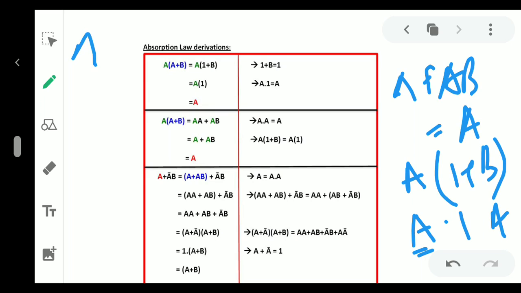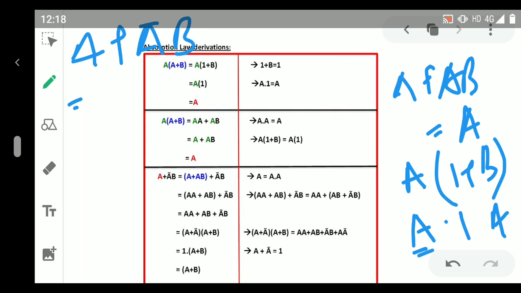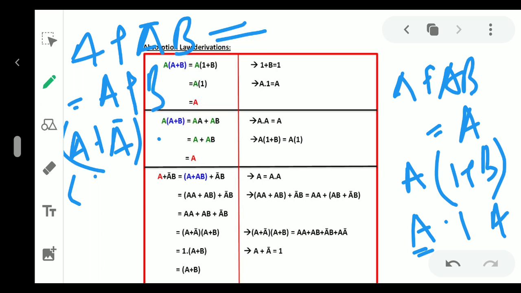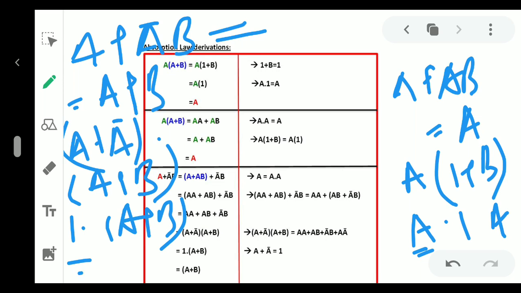Another absorption law says A plus A bar B equals A plus B. How can we prove that? If you apply the distributive property over here, we can rewrite it this way: A plus A bar into A plus B. So A plus A bar is what? 1 into A plus B. It means A plus B. In this simple way, we can prove that.